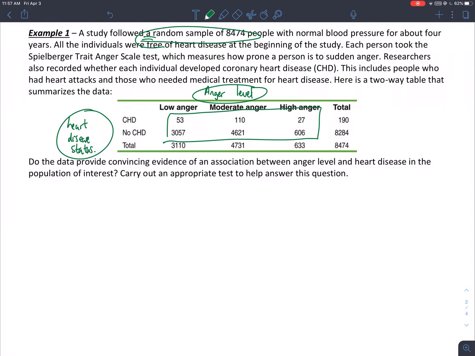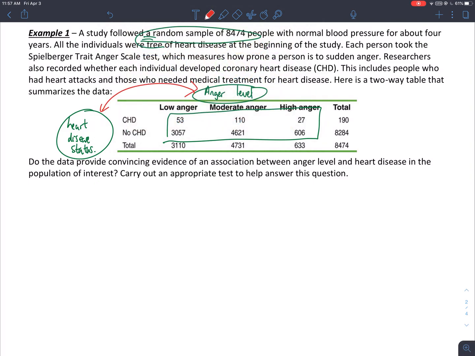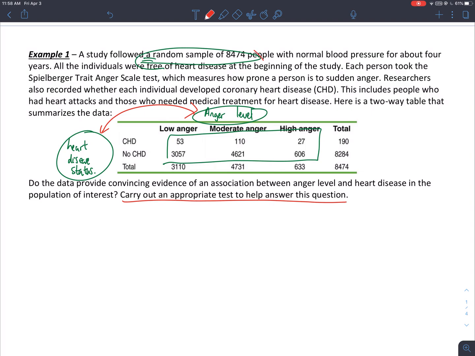Do the data provide convincing evidence of an association? Again, trying to test if there's an association between these things. Okay, how angry I get, or how suddenly angry I get, I guess, and if I have heart disease or not. Okay, is there association there? And then it says carry out an appropriate test. So this is the problem with chi-square testing. There's 3 different chi-square tests. If they just say carry out the appropriate test, and it's not in the context of a specific test that you're doing, the question, you need to look at the study design. Okay, so please remember, single sample, 2 categorical variables. Appropriate test here would be a test for independence or association. Okay, they didn't tell us which test to do, so we get to do whatever we want.